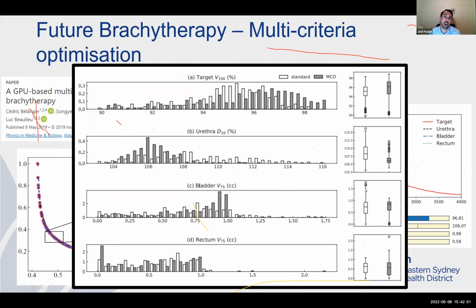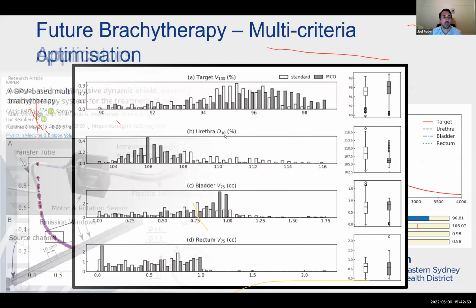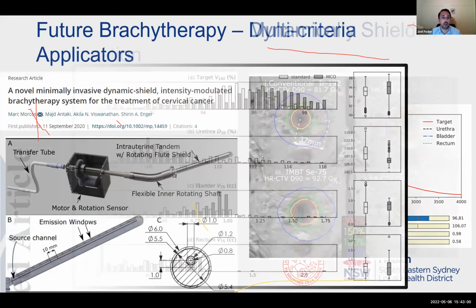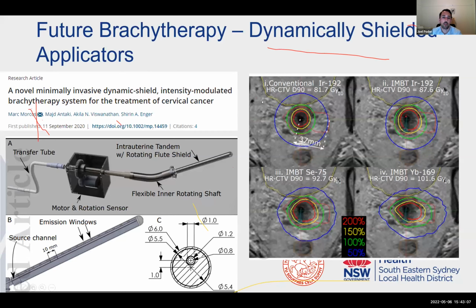And these plans are created in a matter of seconds, rather than going through a manual or an inverse plus manual optimization technique. Some other exciting developments to come out of Canada from Shirin Enger's group are the use of dynamically shielded applicators.